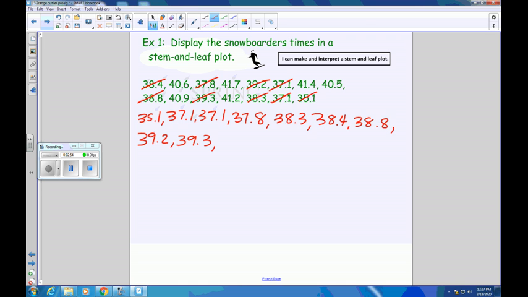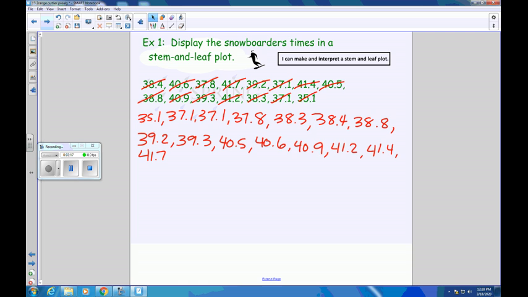Then I have 40.5, 40.6, 40.9, 41.2, 41.4, 41.7. Then to double check that I didn't forget any numbers, I'm going to count how many I was given and then count how many I have. So let's see, 2, 4, 6, 8, 10, 12, 14, 15. So I should have 15. So 1, 2, 3, 4, 5, 6, 7, 8, 9, 10, 11, 12, 13, 14, 15. Good. I have all of them.